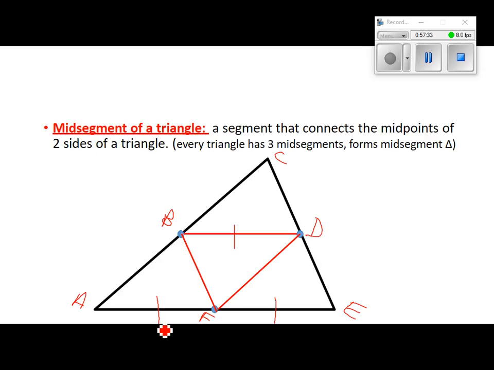Now, once you know that, pick me another segment. BF. Slow down. BF. Segment BF has to be congruent to what other two segments in this picture? DE and... Does everybody see that? This segment has to be congruent to this one and that one. Pick me another segment. Say it again, AB. It's congruent to FD, which is congruent to every single time.